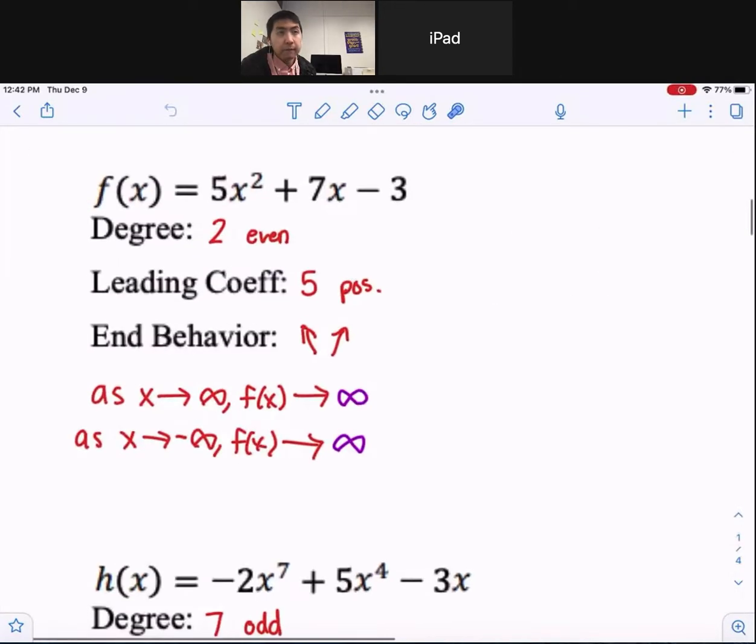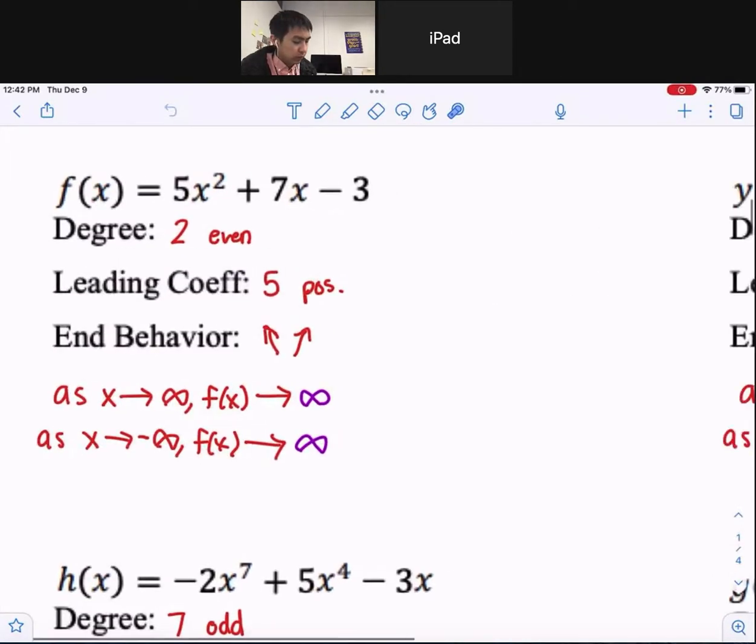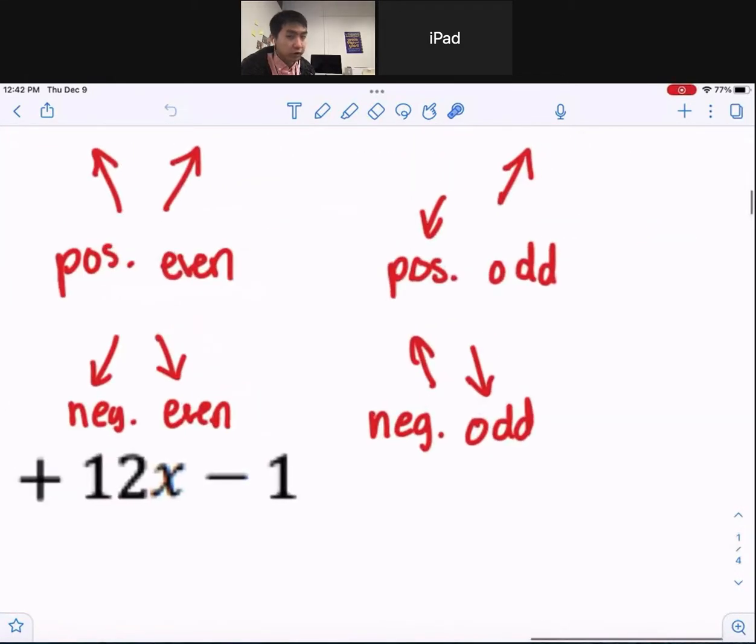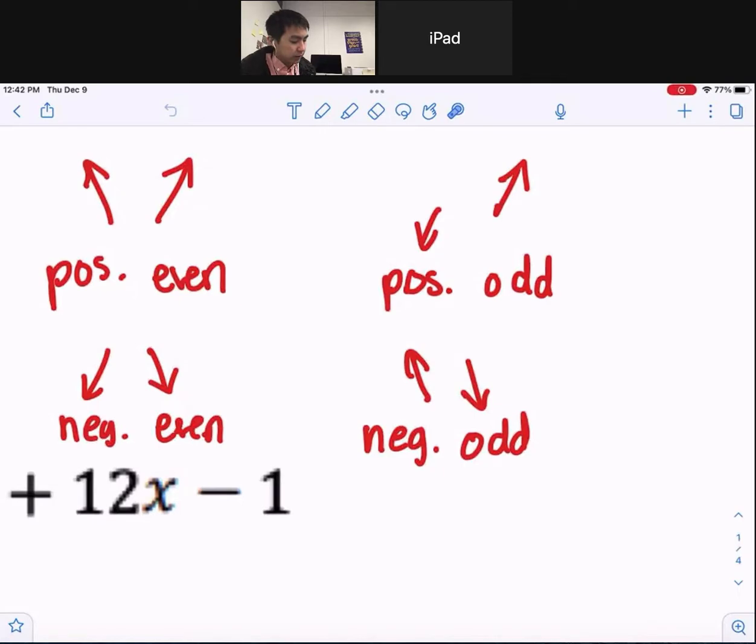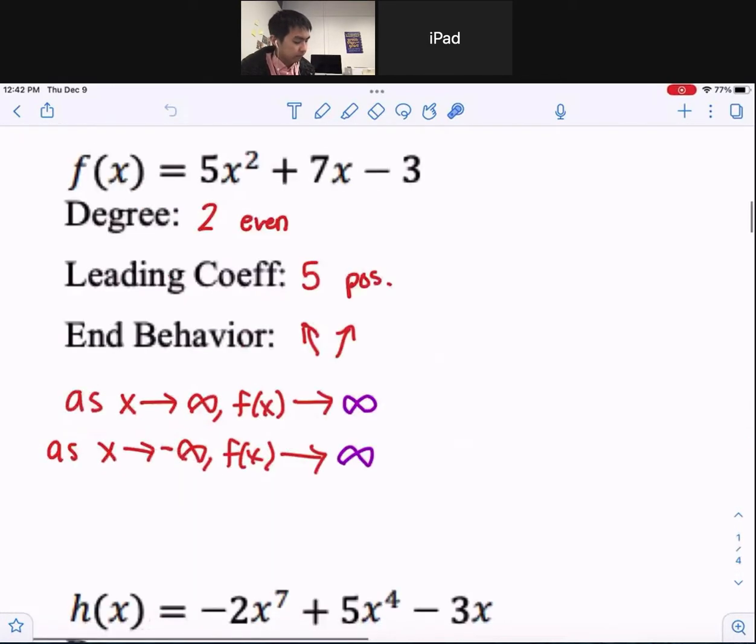Okay, right here. So degree, you guys, the highest degree is 2, so that's an even number, right? For the leading coefficient, which is always attached to the highest degree, is 5, and that's positive. So if you take a look at this chart over here, we have positive even, which means your arrows are going to go up, up. Positive, even, up, up.